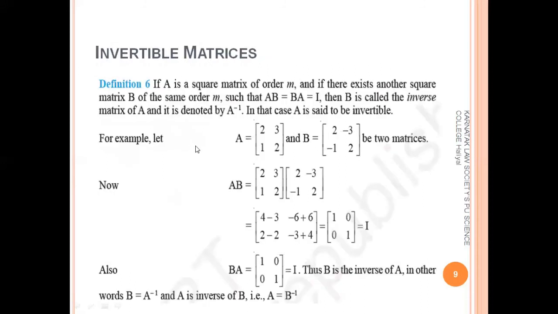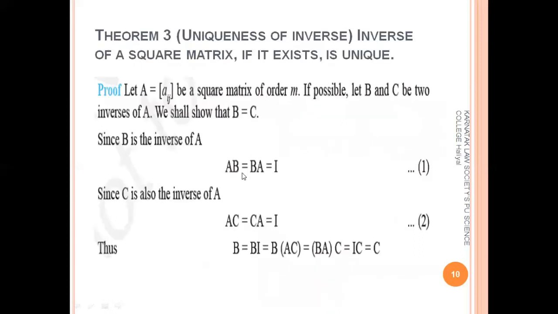Whenever the word inverse or invertible comes, you need to remember AB = BA = I. Therefore, since B is the inverse of A, AB = BA = I. Call it 1. And also, since C is the inverse of A, AC = CA = I. Call it 2. We need to prove that B is equal to C.